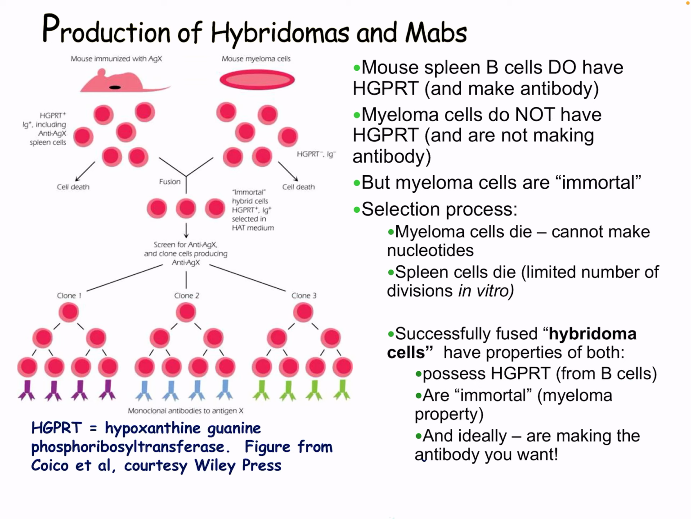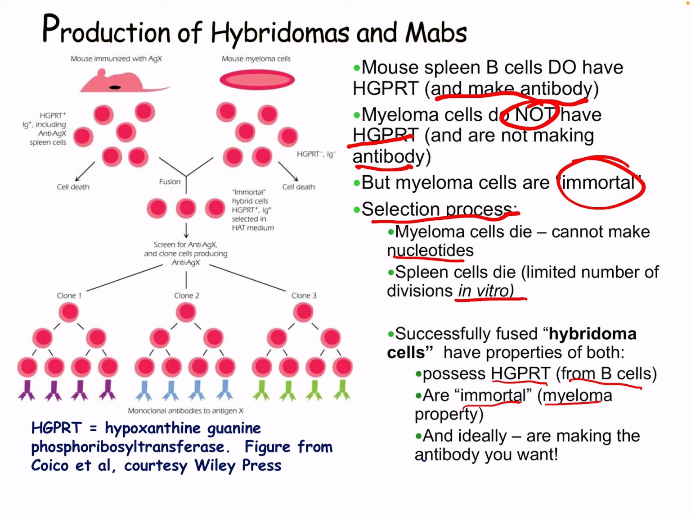Mouse spleen B cells do have HGPRT, and they make antibody. These myeloma cells do not have HGPRT and are not making antibody. But myeloma cells are immortal, and then we have our selection process. Myeloma cells die because they cannot make nucleotides. Spleen cells die due to their limited lifespan in vitro. And once we have the successfully fused hybridoma cells, which have properties of both, they possess HGPRT from the B cells, they are immortal from the myeloma property, and ideally they are making the antibody you want.